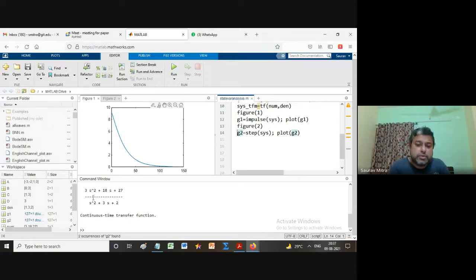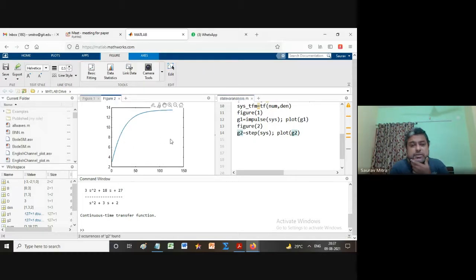That means this whole thing has to be split into partial fractions, and after partial fractions you have to take the inverse Laplace transform, and there you have to substitute t from 0 to infinity. In that case you are going to get this kind of curve. This is called the impulse response.